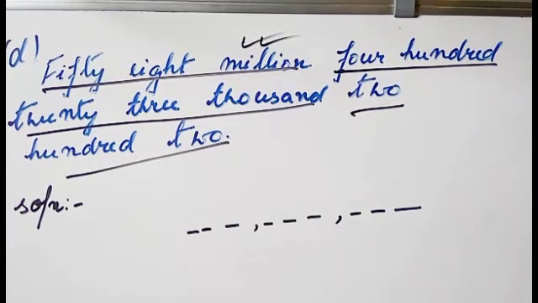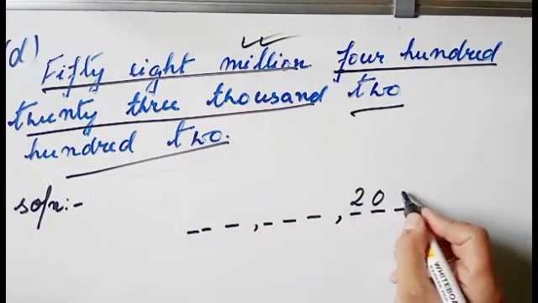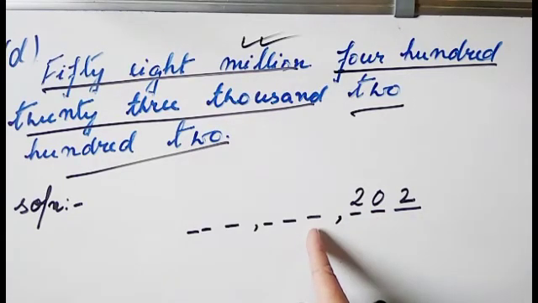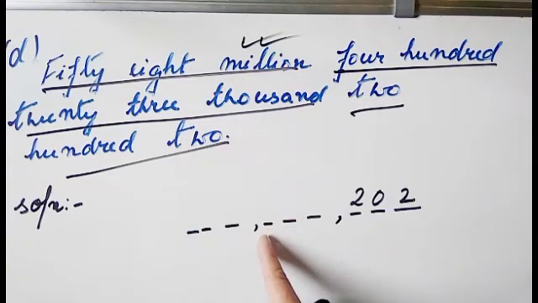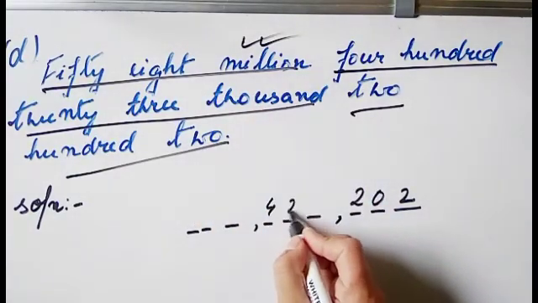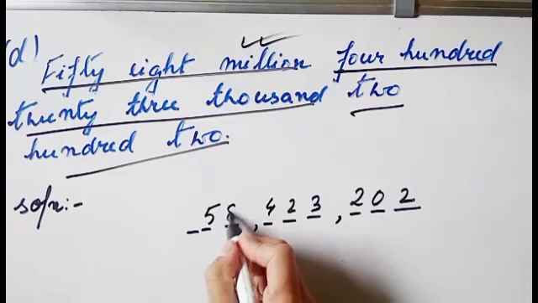Now all we have to do is write the digits in their respective place values. Let us start. 202. They are in the ones place, right? 202: ones, tens, hundreds. Then after the hundreds place, next is the thousands place: 1,000, 10,000, 100,000. So 423,000. After the thousands place in the international system, we have the millions place: 1 million, 10 million, 100 million. So 58 million.